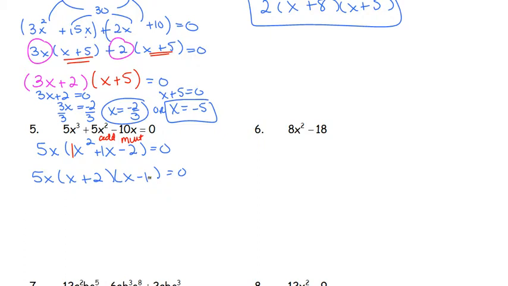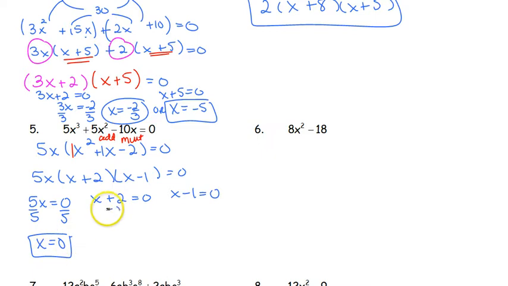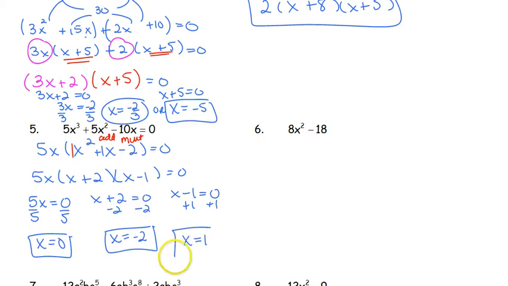Now that it equals 0, I've got to start solving. 5x equals 0, x plus 2 equals 0, x minus 1 equals 0. We divide by 5, and we've got x is equal to 0. We subtract 2, and we've got x is equal to a -2. We add 1, and we've got x is equal to a +1. Now you want to be careful here. We do have 3 solutions, and we had a GCF of a 5x. When we divide by 5, we do have a solution at 0.